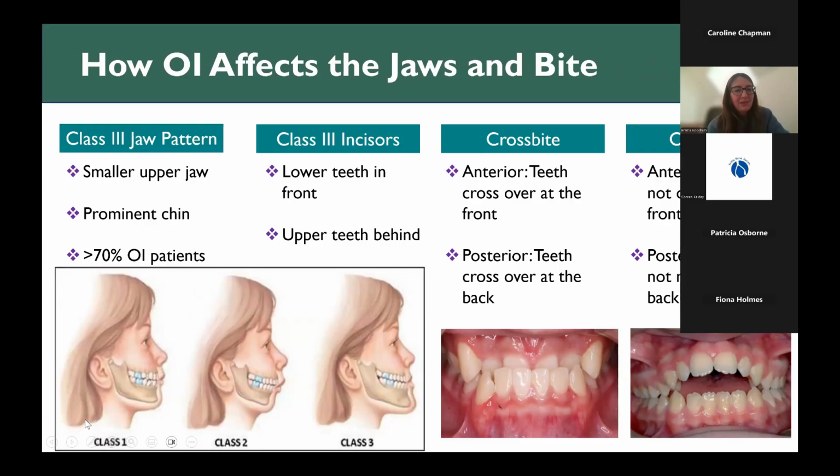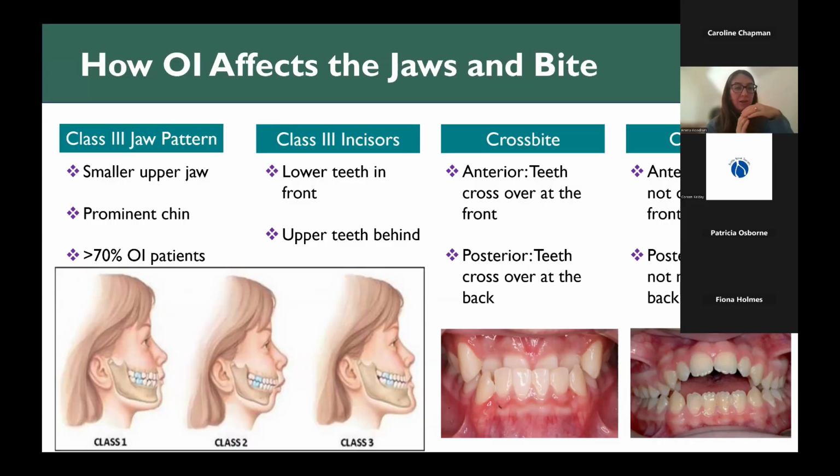So how does OI affect your jaws and your bite? One thing that we see quite typically in OI patients is that they come in with what we call a class 3 jaw pattern and class 3 incisors. From the picture on the bottom left, you can see we've got 3 types of ways that we classify a jaw. A class 1 is where the top and the bottom jaw are very similar in size to each other, and the front teeth are ever so slightly over the bottom teeth.